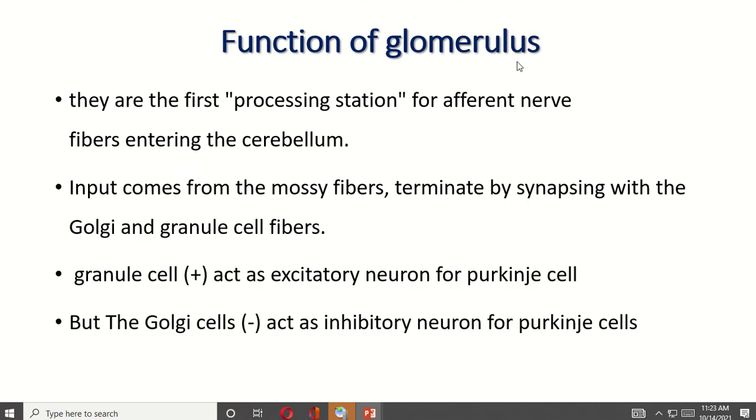The function of the glomerulus: they are the first processing station for the afferent nerve fibers entering the cerebellum. Input comes from the mossy fiber, which terminates by synapses with the Golgi and granule cell. The granule cell acts as an excitatory neuron for the Purkinje cell, but the Golgi cell acts as an inhibitory neuron for the Purkinje cell.